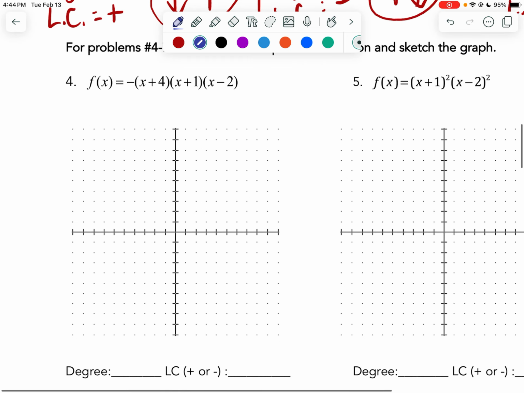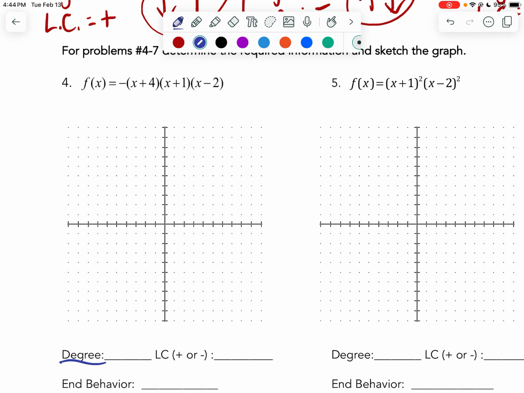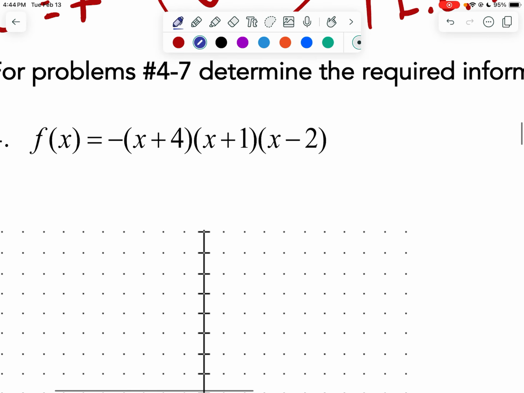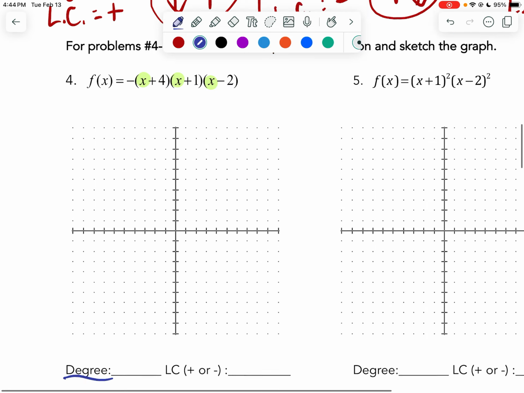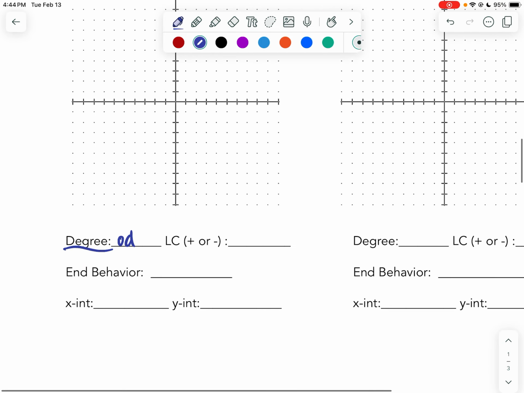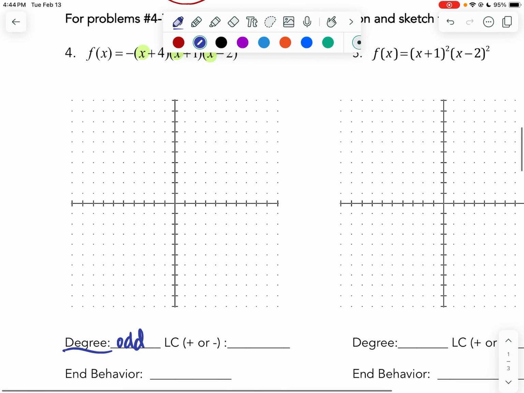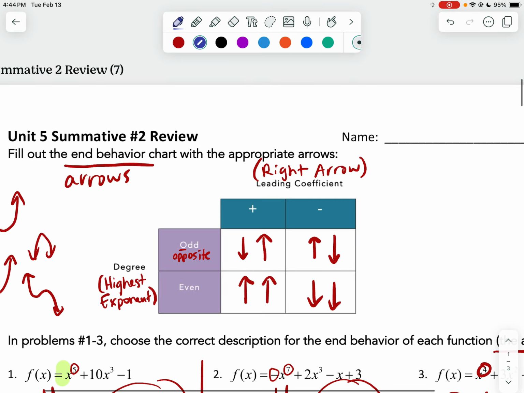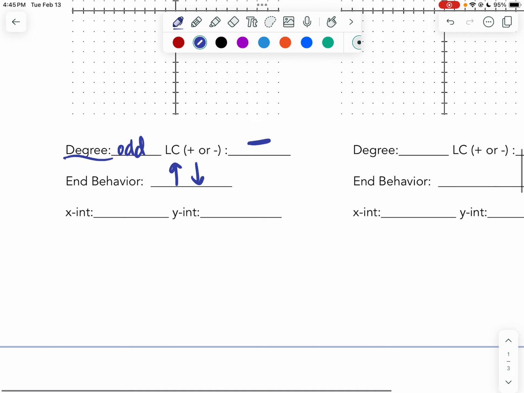So when you're in factored form, the degree, again, that's odd or even, is not necessarily the highest exponent. It's like thinking if you were to multiply all these out, what would the highest exponent be? So different case here. Now you just count the x's. I see 3 x's, so the degree is 3. That means it's odd. Okay, leading coefficient on this one would be negative. So going back to my chart, odd and negative would mean up, down.